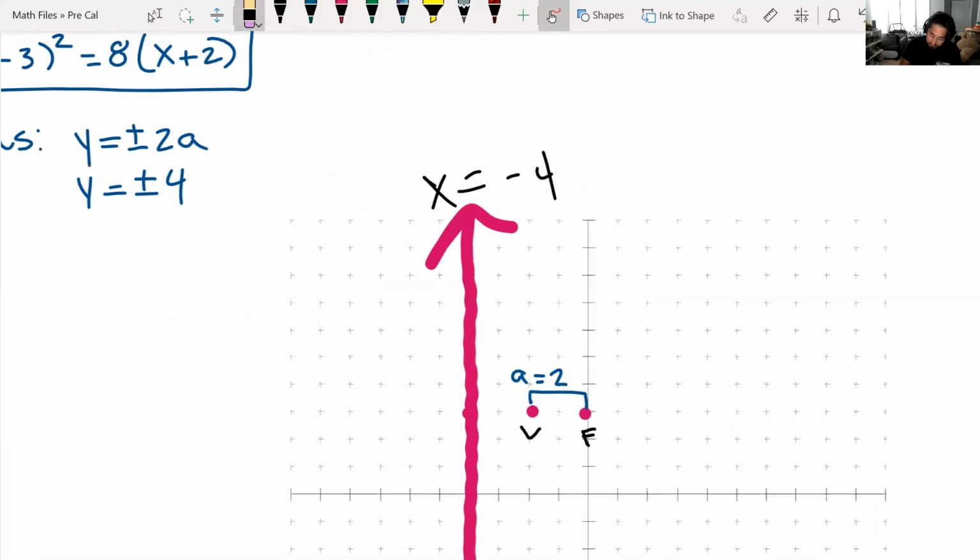All right, let me erase this. So now, from the focus, I'm going to go up 4, 1, 2, 3, 4, and down 4, 1, 2, 3, 4. And there it is. Those are the points of the lattice rectum. Let's write them down on the left side.